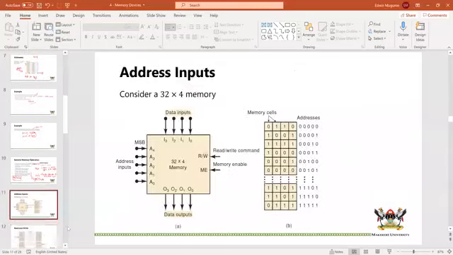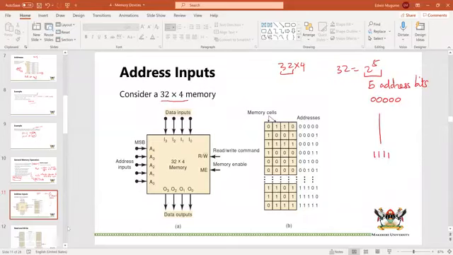Let us look at this 32 by 4 memory. 32 is the number of words. So 32 is equal to 2 to the power 5, and that means we need 5 address bits. These are going to be from 00000 all the way to 11111, so that each of these words, which are in a register, each has its own 4-bit register because the size of the register is 4. Each of these can be uniquely identified.